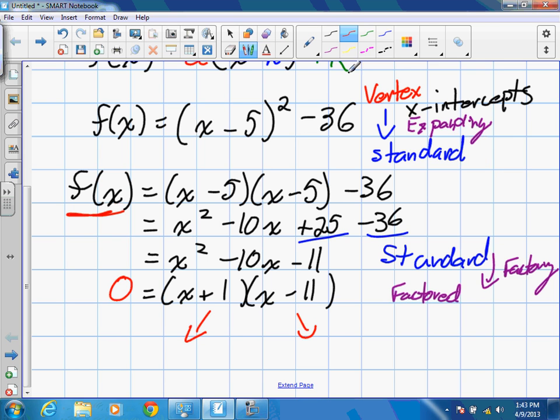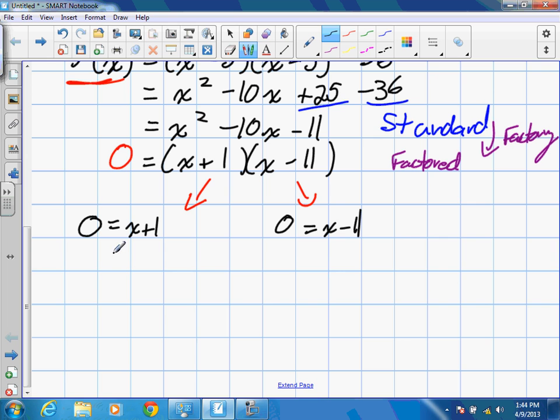So we split our equation, and we're going to get 0 is equal to x plus 1, and 0 is equal to x minus 11. Okay? Which means our two x values are going to be negative 1 and positive 11. Great. So we've done that now.